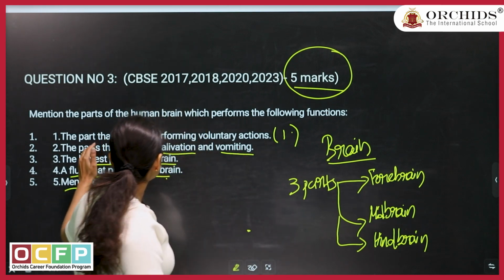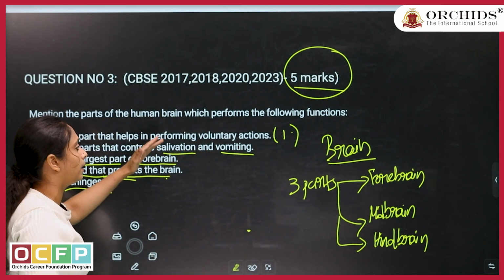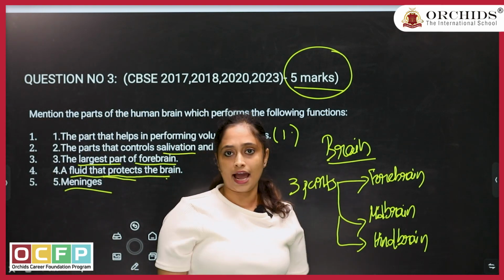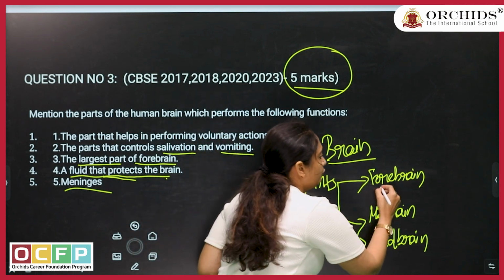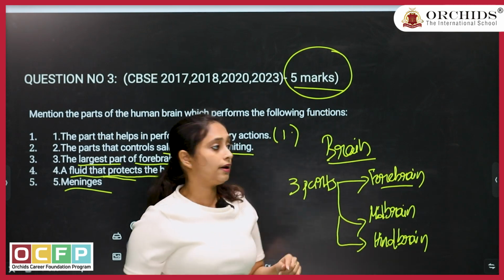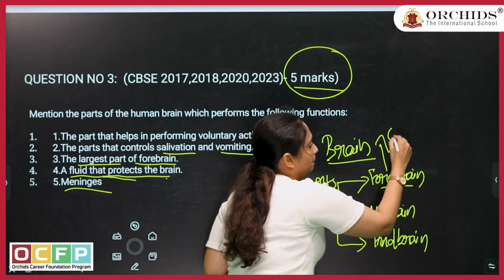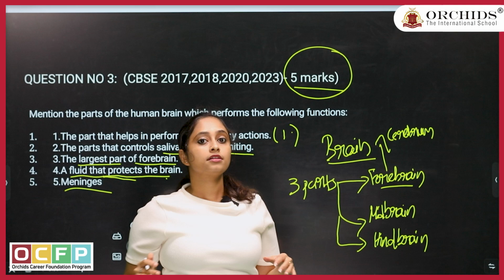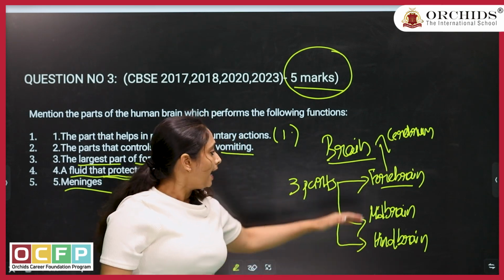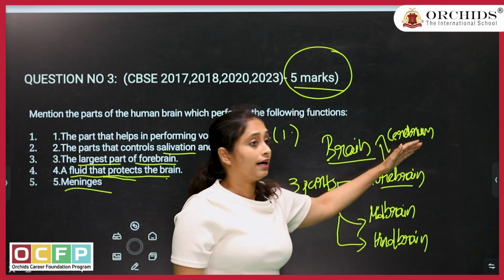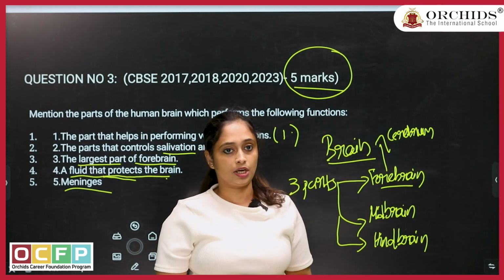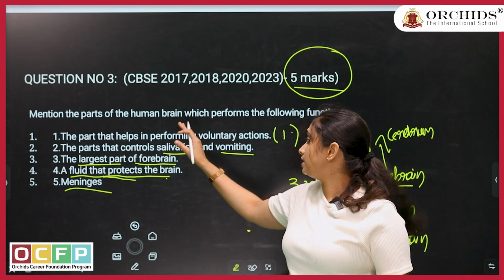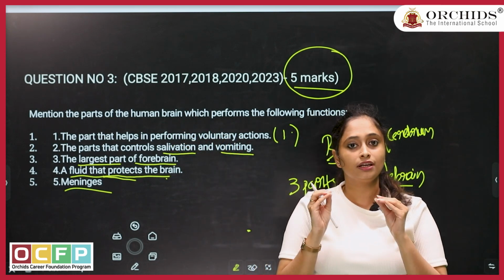Now, first question is the part that helps in performing voluntary action. Which part is performing the voluntary action? The forebrain. The forebrain consists of a region known as the cerebrum, and the olfactory lobe is also present in the forebrain. In the entire brain, the cerebrum in the forebrain is the part controlling the voluntary action.